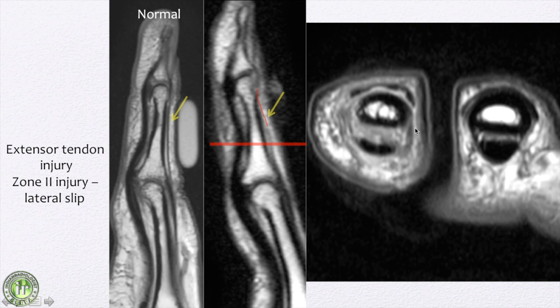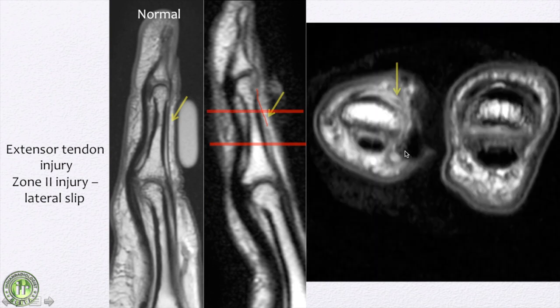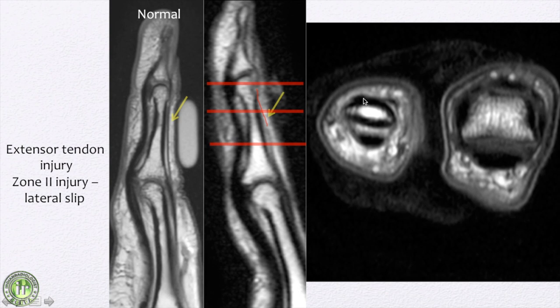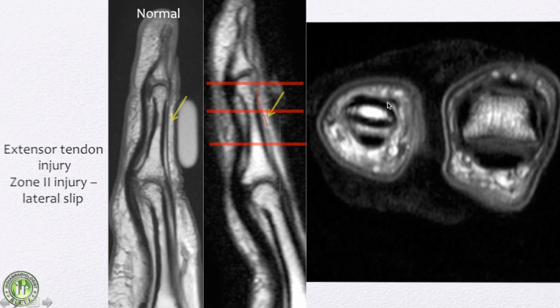And here, now at this level, you can appreciate the lateral slip very nicely. Again, the central slip has already attached to the base of the middle phalanx. As you go distally, you can see that the ulnar lateral slip is intact, but the radial lateral slip is not well visualized. So here there is a tear of the radial lateral slip. And again, distally, you can appreciate both the lateral slips very nicely.